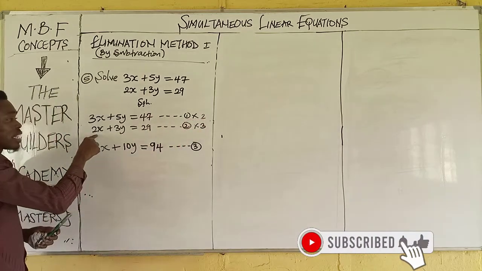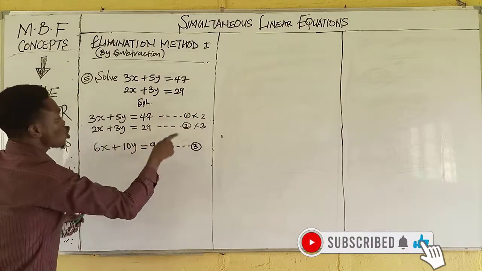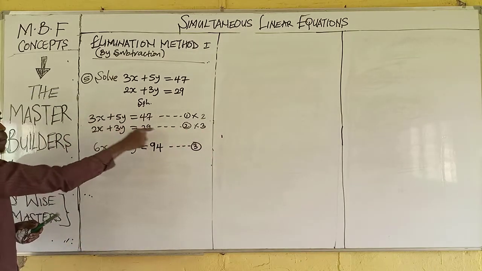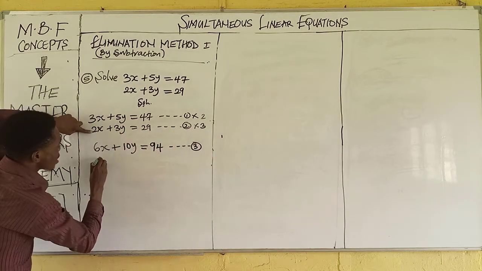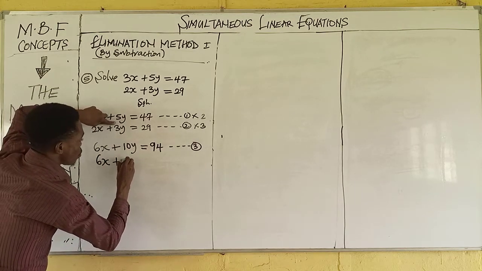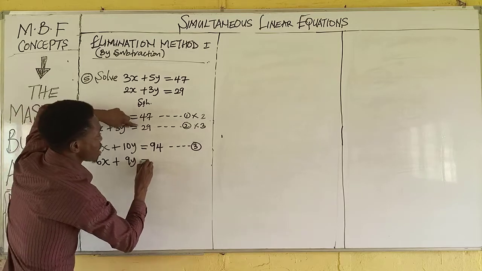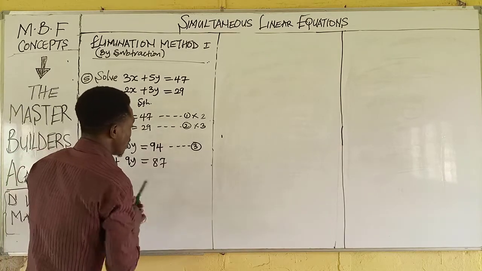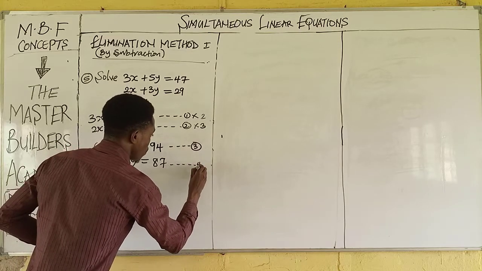I will come to equation 2 now, and multiply everything in equation 2 by the coefficient of x in equation 1, which happens to be 3. So if I multiply this by 3, I have 6x. And if I multiply this by 3, we have 9y. If we multiply this by 3, we are going to have 87. So this is what we have. Then we will now call this equation 4.